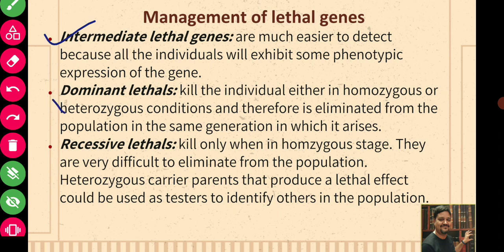Now in case of dominant lethal, we have already seen the example of Huntington's disease. With dominant lethal, even when present in one copy, the allele will kill the organism, and that animal will be eliminated from the population. That means it will not contribute to the next generation, so the allele will not get replicated in the progeny generation. So there is no issue with the dominant lethal. Intermediate lethals will be identified by their different phenotype. With dominant lethal, the animal carrying the dominant allele dies, so it will not contribute to the next generation.